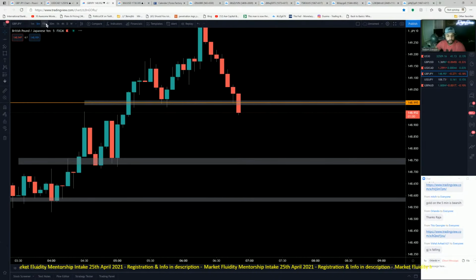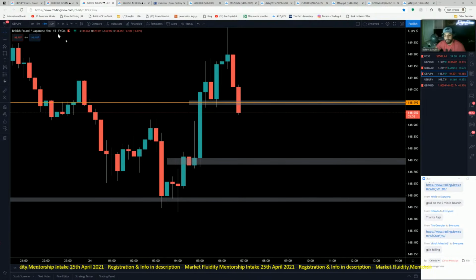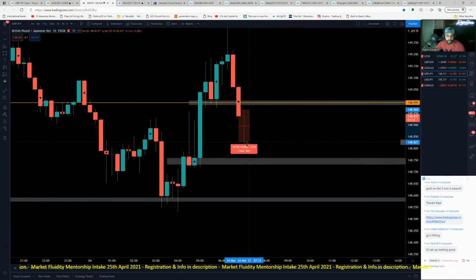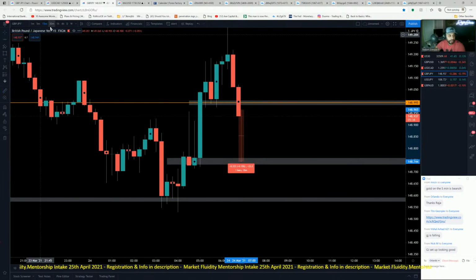Ooh, GJ is falling over here. Yeah, I'm gonna wait for this candle to close. If I could have taken an impulse entry right over here, 10 pip stop, 11 pip stop, but can we still move down over here? Do I want to risk it?